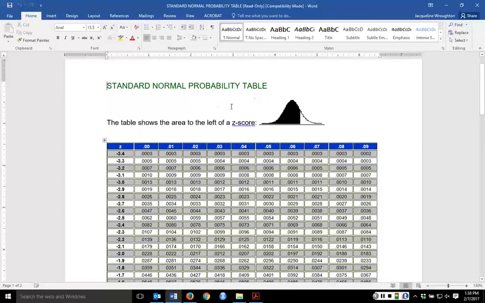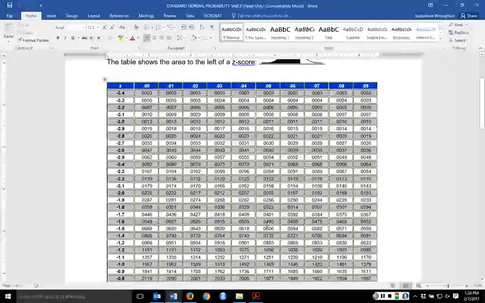At the top of this table, one of my favorite things about it is it has this little picture. And it tells me the table always shows the area to the left of a z-score, and it has this little picture here to remind me of that. When I look at my table, I have two different types of numbers that live in here. I have what's called my z, which is what we've been calculating up to this point already. And then we have these inside numbers that all have 4 decimal places, and those represent probabilities.